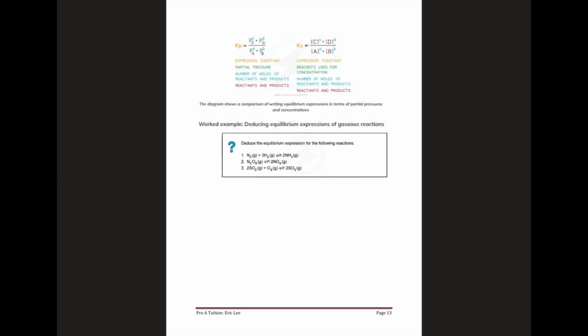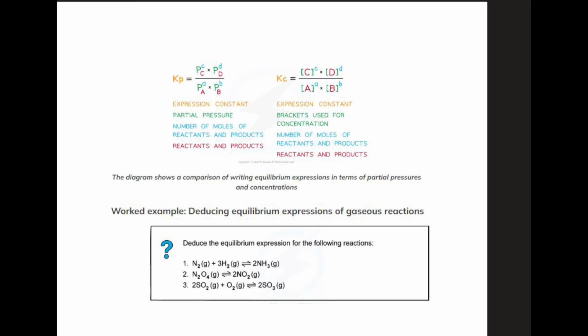You can see here, for Kp we use the partial pressure of gas C to the power of c, partial pressure of gas D to the power of d. This one, you can see they use square brackets to represent the concentration. Again, at the denominator they are using partial pressure. This one, they are using concentration. So that's the difference.